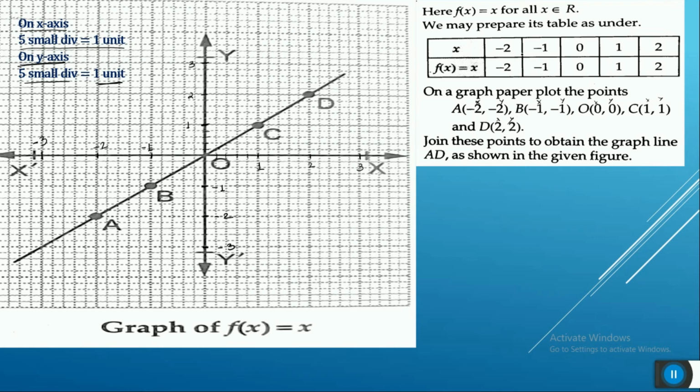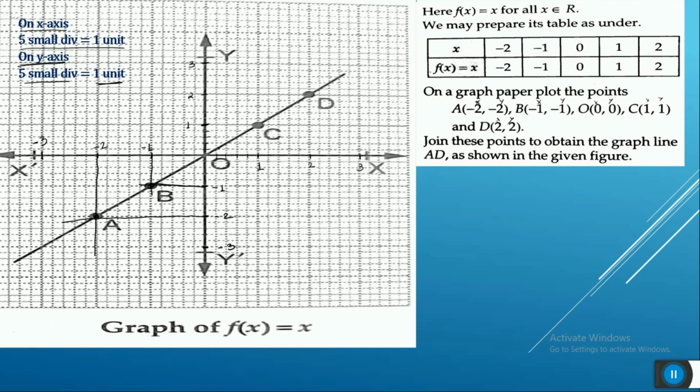So x is minus 2, which is here. Okay, so you draw a line from here, and then y is also minus 2, and we plot f(x) on the y-axis, right? So this is also minus 2. So you see, if I draw a line from here, they intersect here, so this is my point. Similarly, I draw for minus 1 on the x-axis and minus 1 on the y-axis, so this is my point.